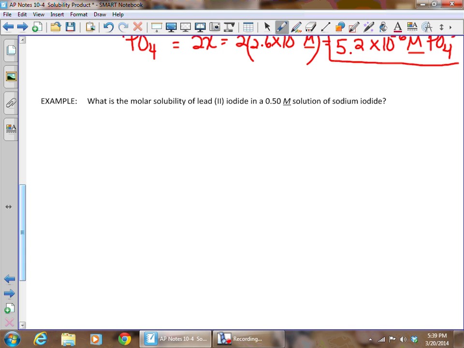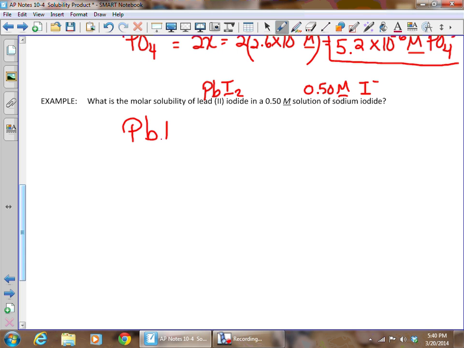Going on to the next problem, what is the molar solubility of lead-2 iodide in a 0.5 molar solution of sodium iodide? This is a common ion problem. Look at how this plays out. We have lead-2 iodide, which is Pb2 plus with I minus, so our formula is PbI2. We also have, starting out in the solution, 0.50 molar sodium iodide, the common ion being the iodide ion. So that is also going to be in the solution as we start this process of ionization.